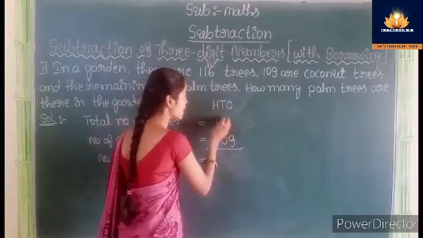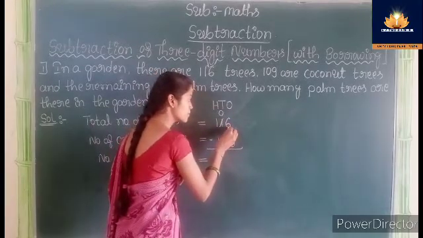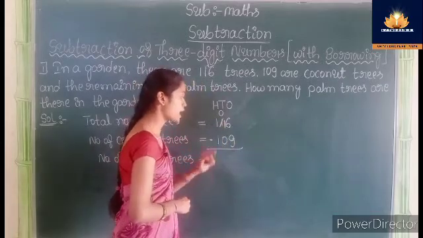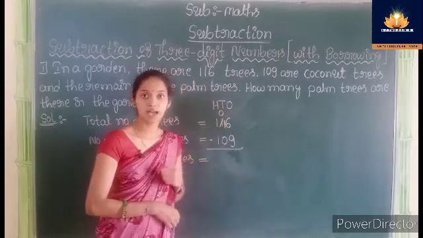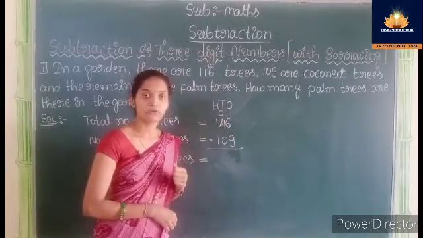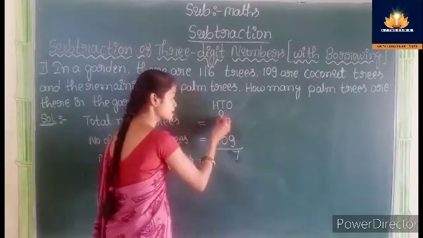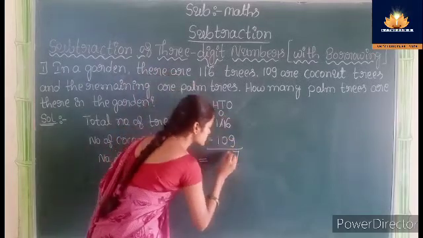So here we have left 0 tens, and the 6 ones becomes 16 ones. Now subtract 9 from this 16. 16 minus 9, how much? 7. We get 7 ones. And in tens place now we have 0. 0 minus 0, that is 0.